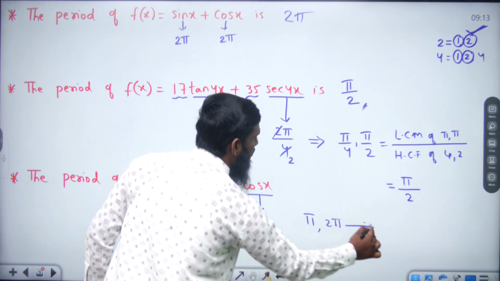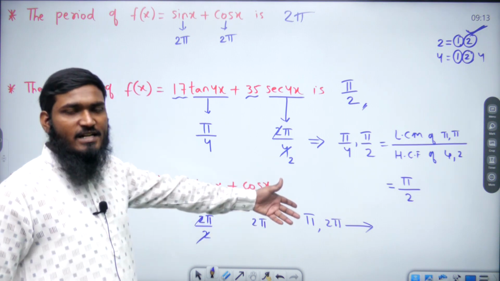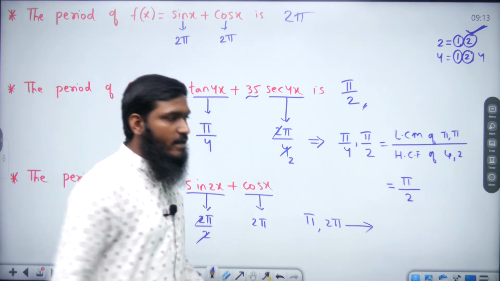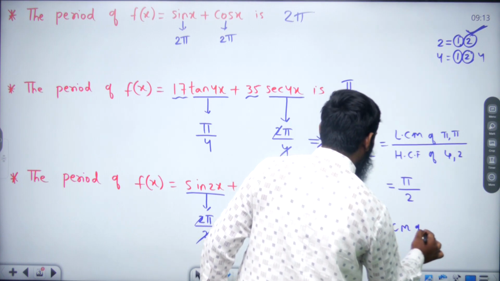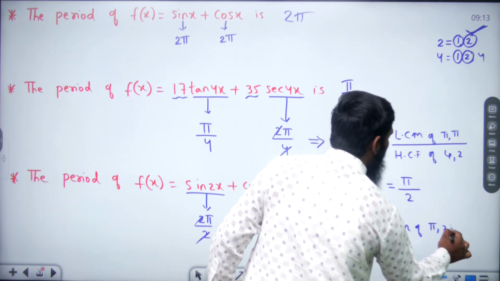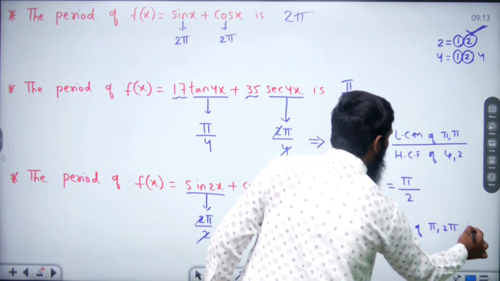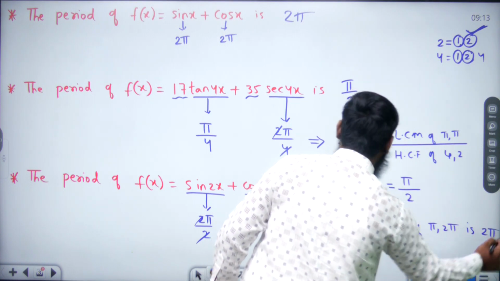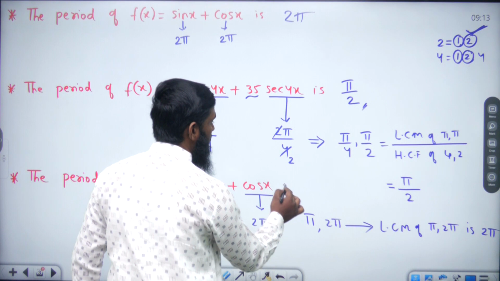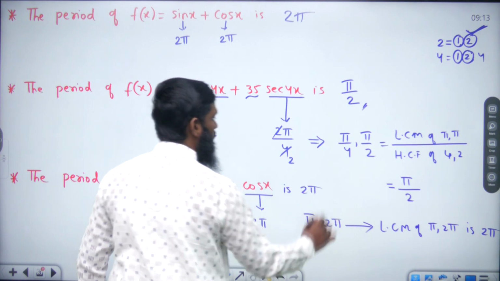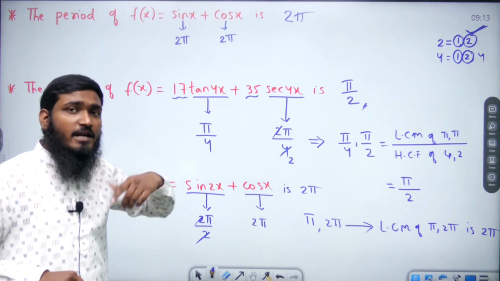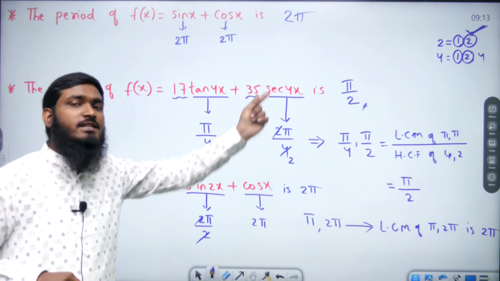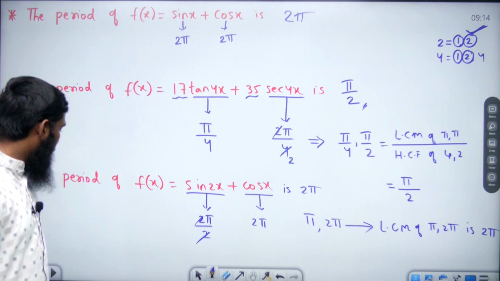So what do we have to do now? We have to take out the LCM. We have only numerators and different periods, so we have to find the LCM of pi and 2 pi, which is equal to 2 pi. So the answer is 2 pi. That's it. So if the periods are the same, we write the same answer. If the periods are different, we have to take out the LCM of the numerators and the HCF of the denominators.